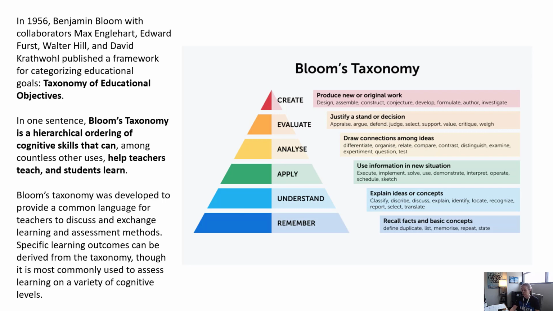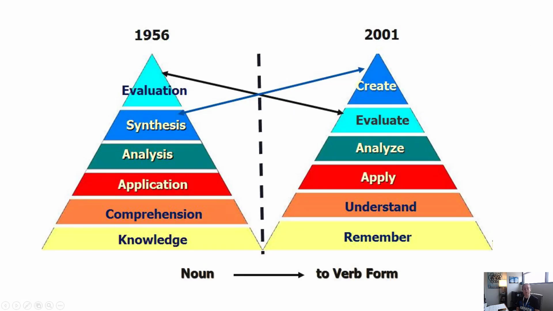So I did want to show you this visual here because Bloom's taxonomy has changed since it was created in 1956. The original over here on the left-hand side uses nouns, and then what we now know as revised Bloom's taxonomy, that was created in 2001, goes from nouns to verbs. So verbs are actions. These are something that students are doing. So instead of knowledge, we have remember. Instead of comprehension, we have understand.